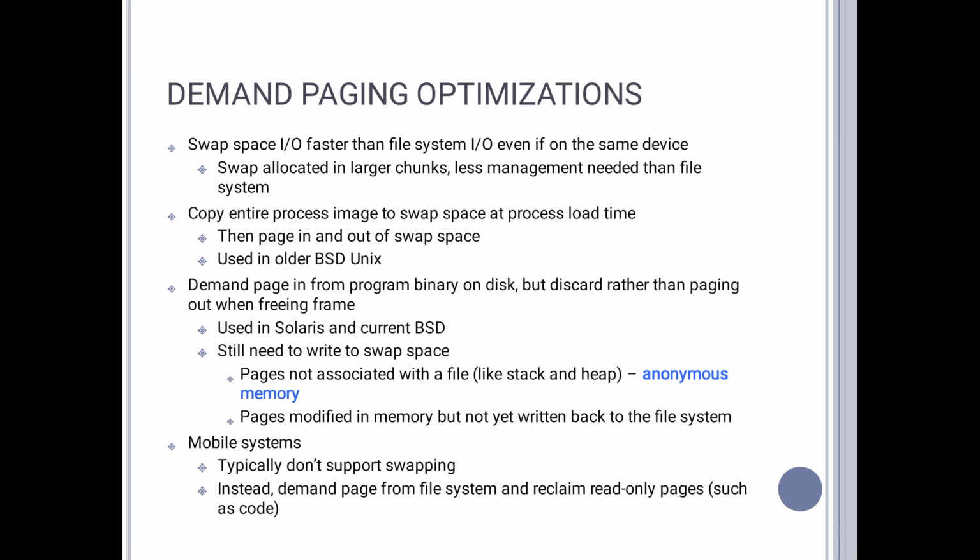So this is demand paging optimization. Swap space I/O is faster than file system I/O, even if on the same device. Swap is allocated in larger chunks, so less management is needed than for the file system. One option is to copy the entire process image to swap space at process load time, and then page in and out of swap space.